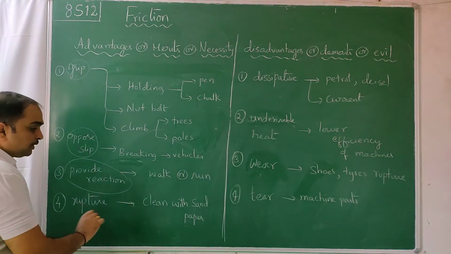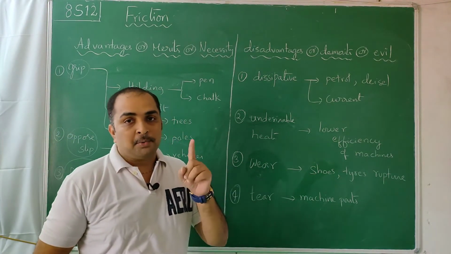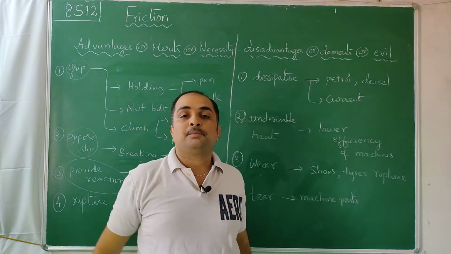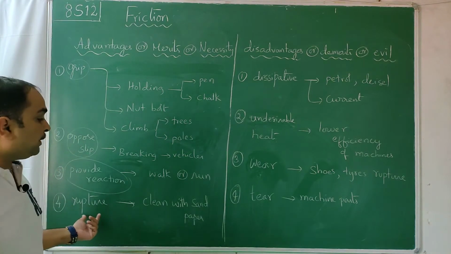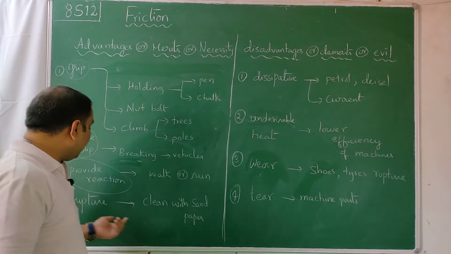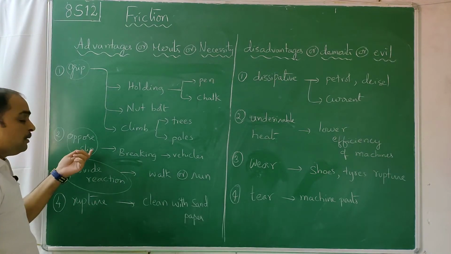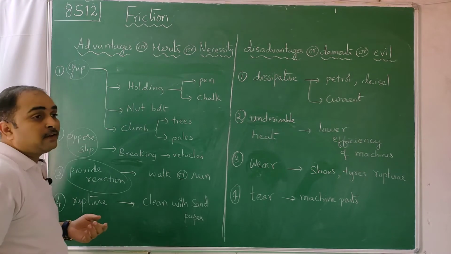Next, rupturing. Rupturing is a bad thing in one way, but in some ways it is good. Suppose there is a rusted iron nail. We can rupture the rust using sandpaper and clean it. So cleaning happens because of rupture many times. The same rupture is a disadvantage and also an advantage. Slip is an advantage and a disadvantage. Providing reaction is an advantage and a disadvantage.